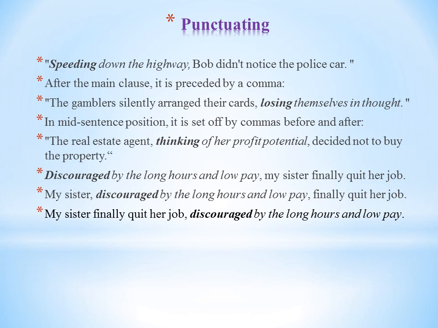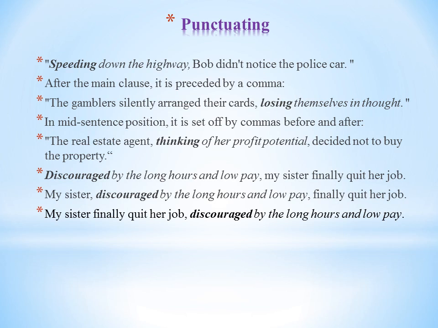The real estate agent, thinking of your profit potential, decided not to buy the property. In each sentence below, the participle phrase clearly modifies the subject, my sister, and suggests a clause. Discouraged by the long hours and low pay, my sister finally quit her job. My sister, discouraged by the long hours and low pay, finally quit her job.